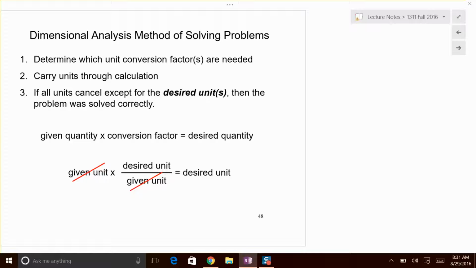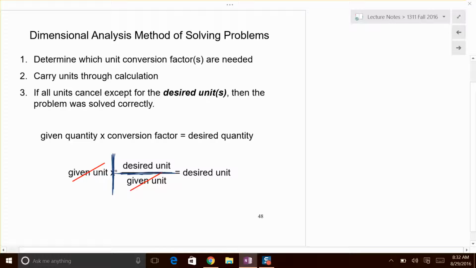So you always start with whatever you're given. Okay? So the way that I'm going to perform this dimensional analysis is I start with what I'm given. And I usually like to set it up kind of in this format. Okay? So I start with what I'm given.